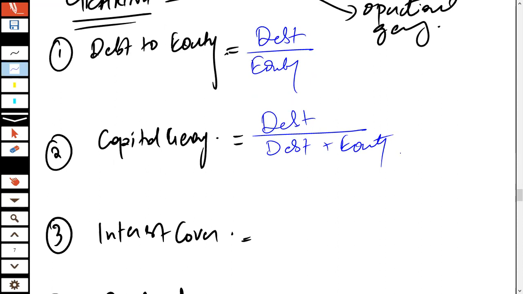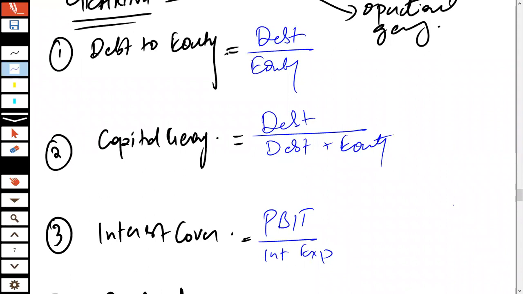Now what next is there? The next thing is you've got the interest cover. The formula for the interest cover is PBIT upon the interest expense. The formula for interest cover is PBIT upon the interest expense.